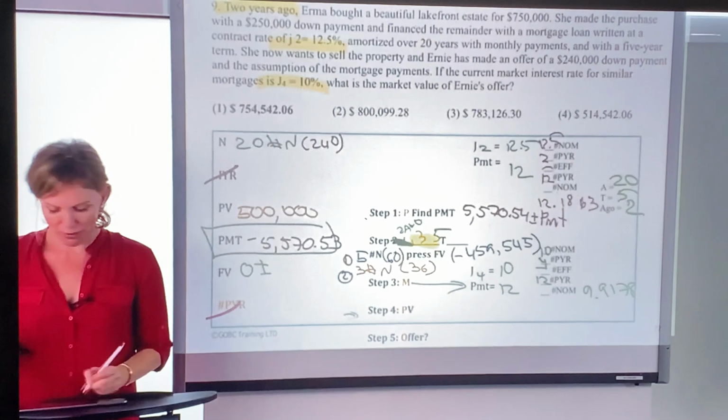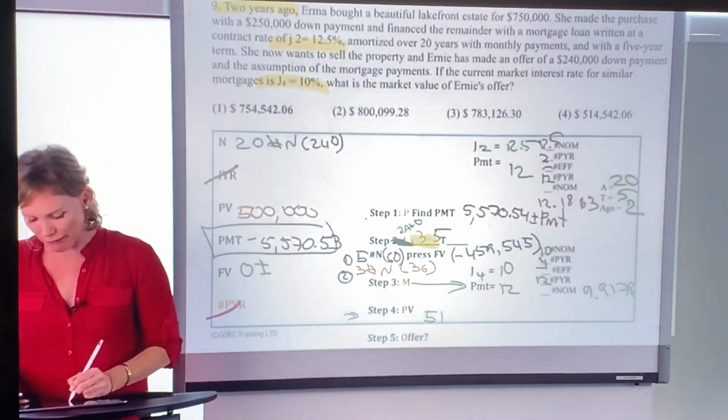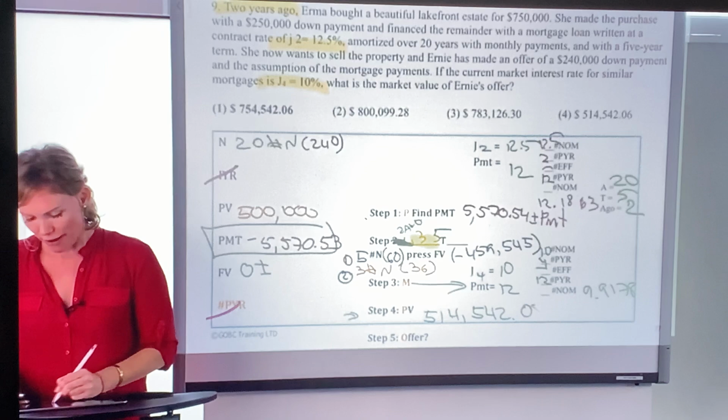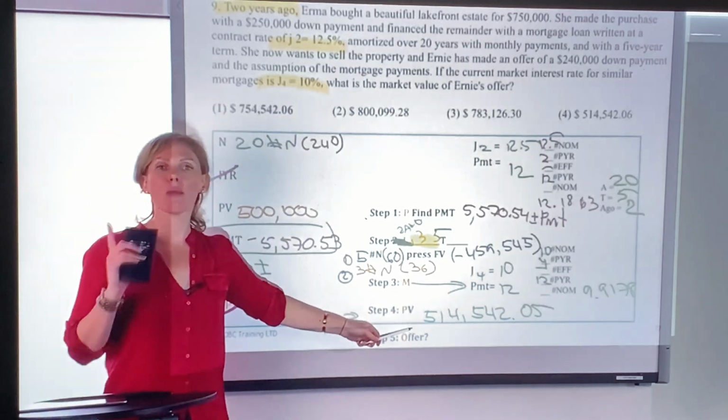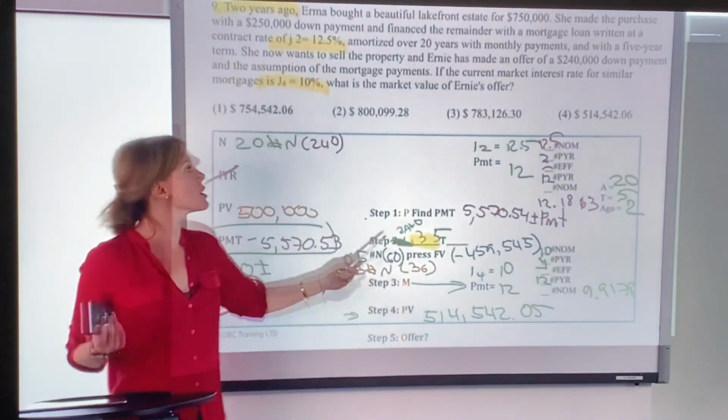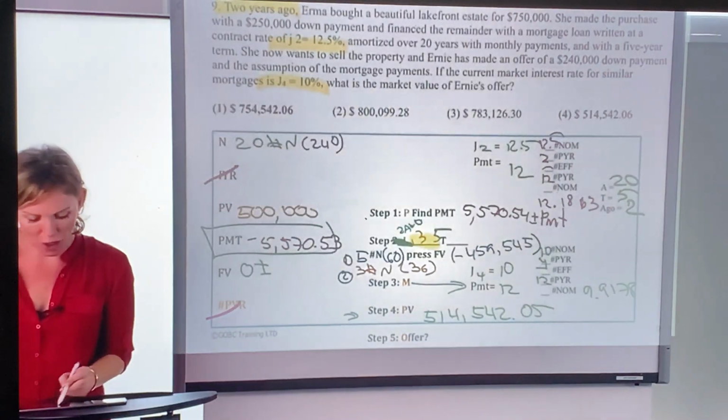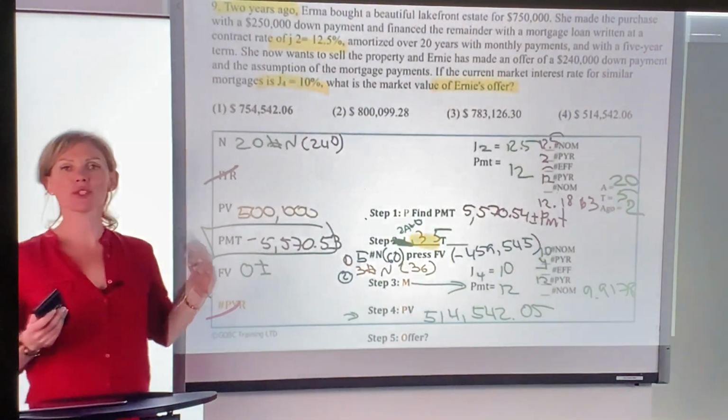Step number 4, you press your present value, PV, and you should get 514,542.05. Now, what is this? This is the market value of a mortgage. If they were looking for the mortgage, then you would be done. But what are they looking for? They say, what is Ernie's offer? Do you see this? They're looking for the offer. If it's an offer, that means you need to add cash.